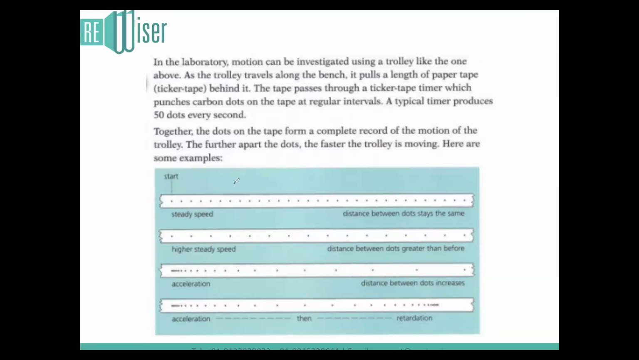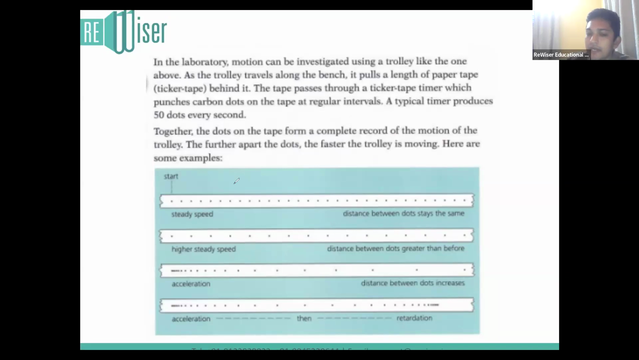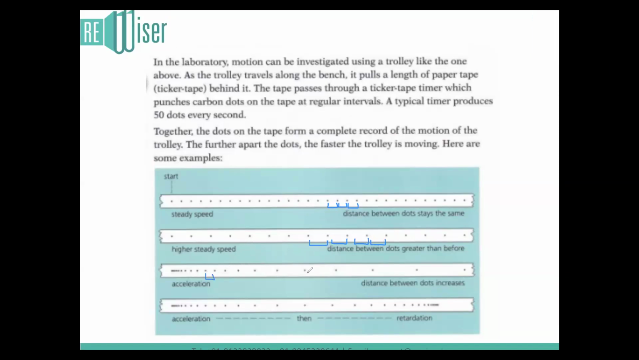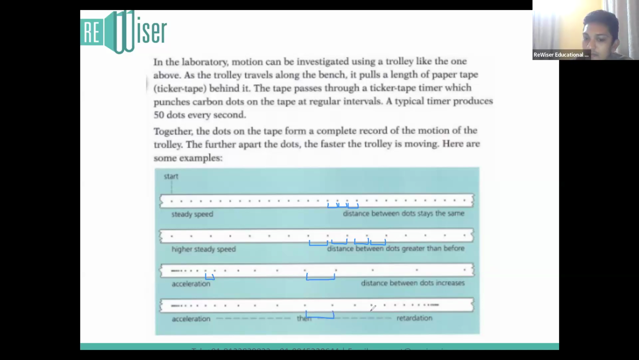Correct. Exactly. So ticker tape is basically a simple way for you to guess whether the motion is uniform or non-uniform. Simple rule of thumb: if the distance between the dots, whether it is big or small, doesn't matter, continues to stay the same, then the motion is what? Uniform or non-uniform? Uniform. But if the distance begins to change, then the motion is non-uniform. The first two are examples of uniform motion, because in both cases the distance is the same. The last two are examples of non-uniform motion.